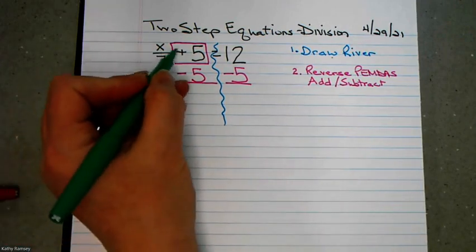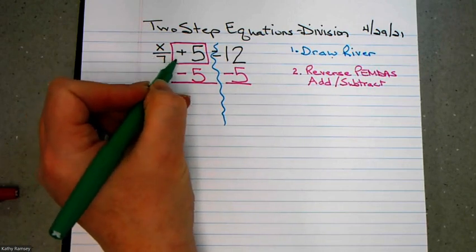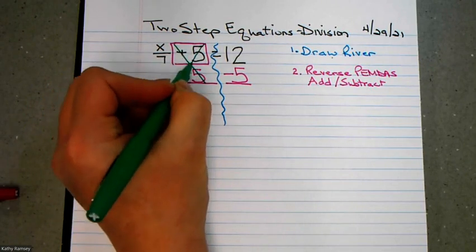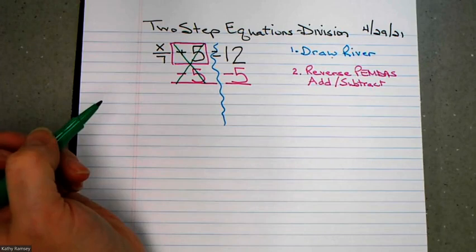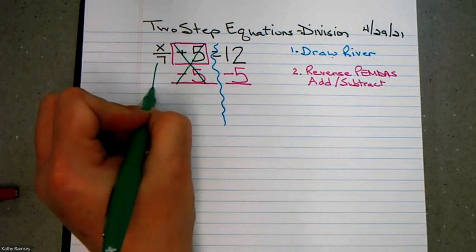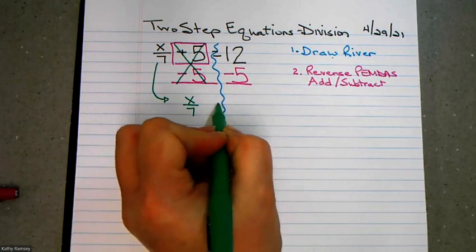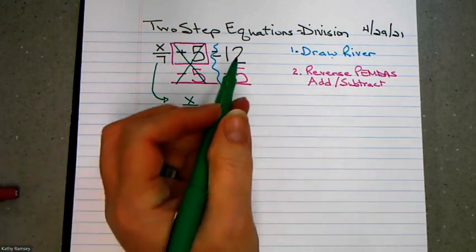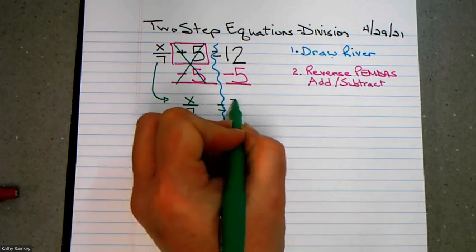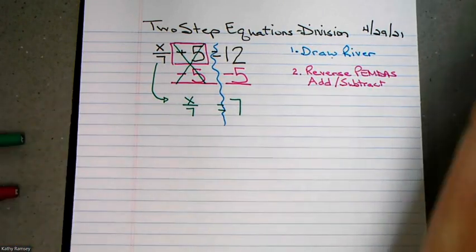So now we look at everything that's on this left side. X divided by 7 plus 5 minus 5. We can say plus 5 and minus 5 are going to cross each other out. They cancel out to 0. So we're just going to bring x divided by 7 down and our equal sign. And then 12 minus 5 equals 7. Okay.